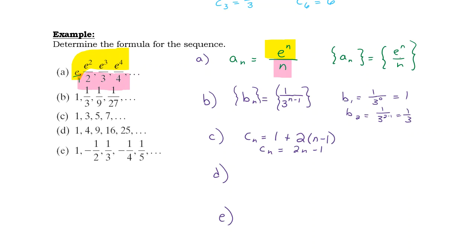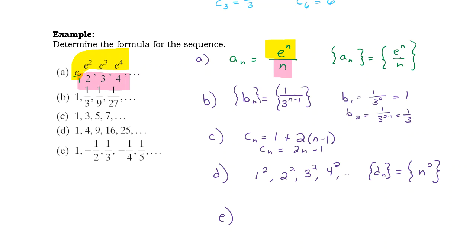All right, how about D? Did you recognize D? We have 1, which is 1 squared, and then we have 4, which is 2 squared, and then we have 9, which is 3 squared, and 16, which is 4 squared. And I think we're seeing the pattern. Oh, not 5 squared. Seeing the pattern now. So my formula is going to be n squared. That's all it is: 1 squared, 2 squared, 3 squared, 4 squared.